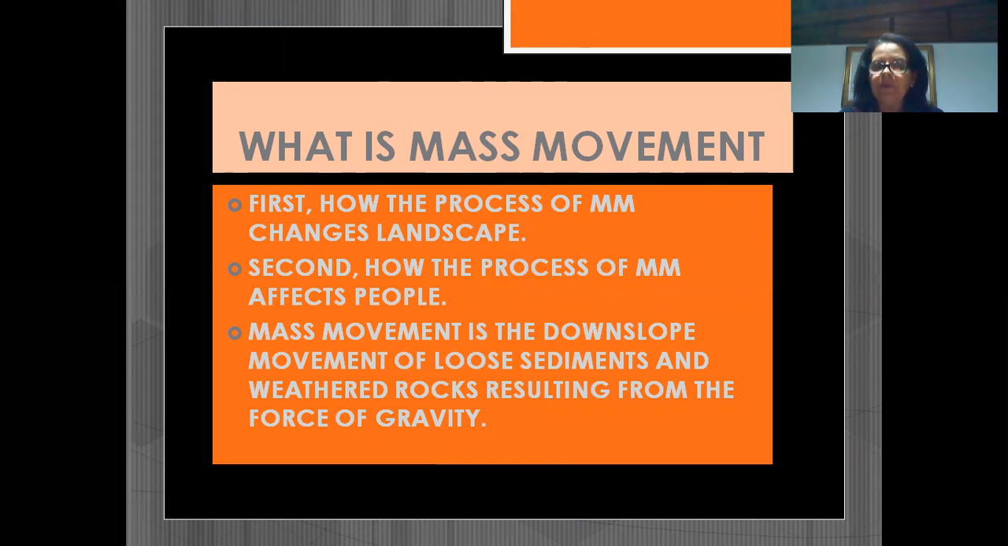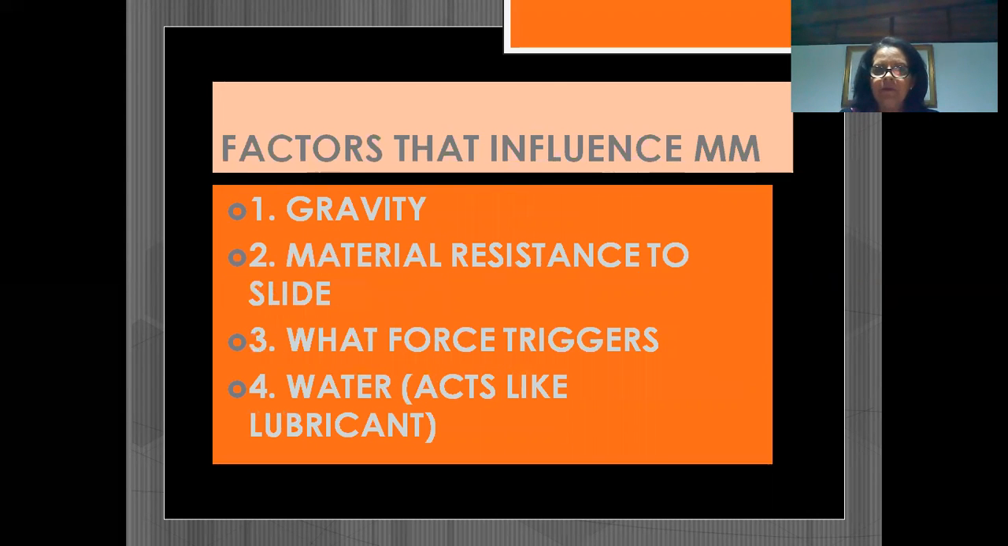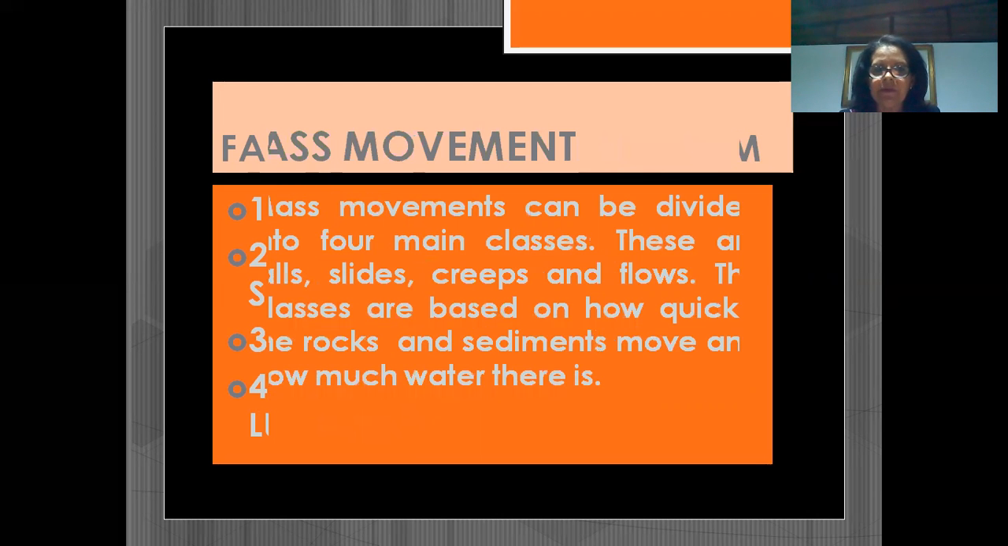And also the definition of mass movement, which is the downslope movement of loose sediment and weathered rocks resulting from the force of gravity. The factors that influence, we're going to see that is gravity, the most important definitions of gravity. Then we have talked about the material resistance to the slide. Also, what forces triggered it. It can be an earthquake, any kind of volcanic activity, and of course, water, which acts like a lubricant for sediment.